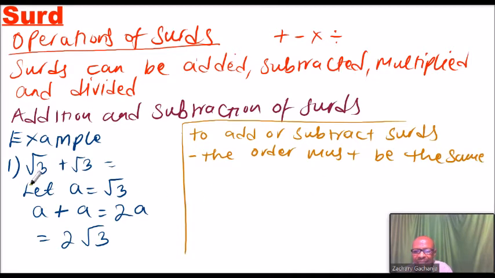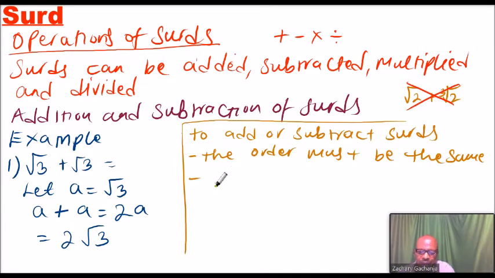What does that mean? You can see here we have root 3 and root 2. These are surds of order 2. You cannot add a surd of order 2 and a surd of order 3. You cannot add the square root of 2 plus the cube root of 2. That is wrong. The order must be the same.